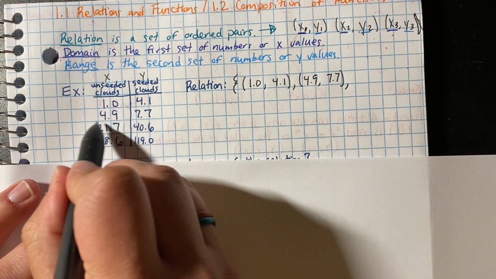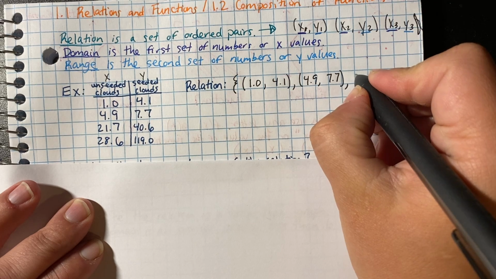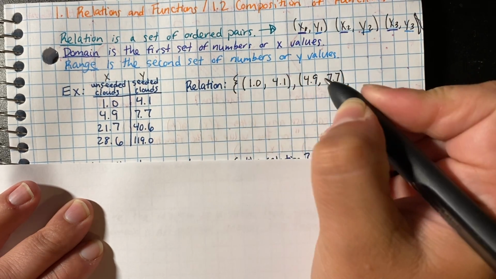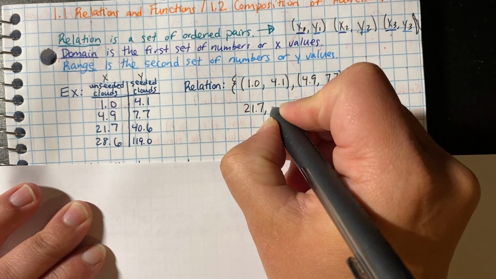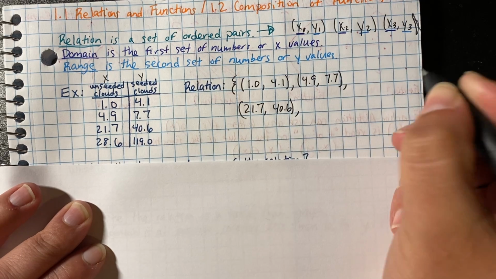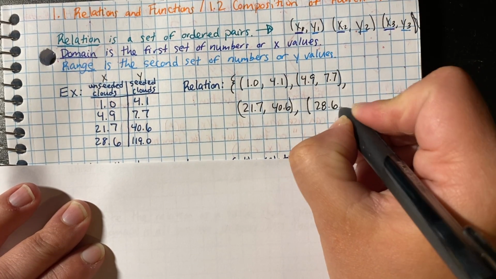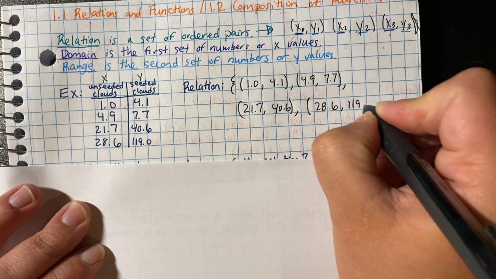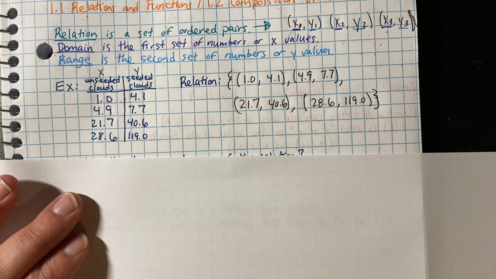Okay, so I'm just going down my list of my pairs. I'll use the next line, just because I don't want to cram it in there, so you can see what I'm writing. And we're going to end it with a curly bracket. So that's going to be a relation.